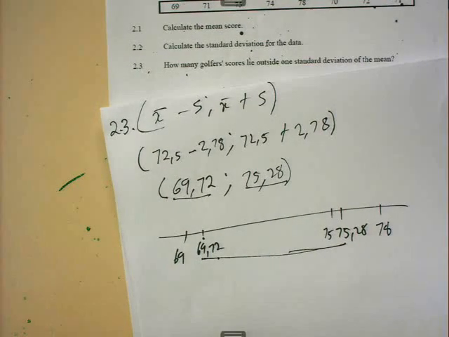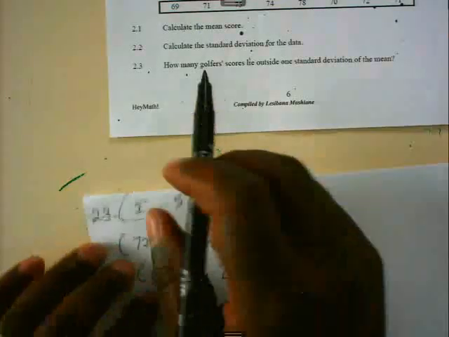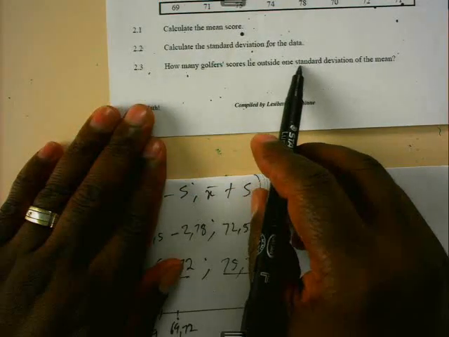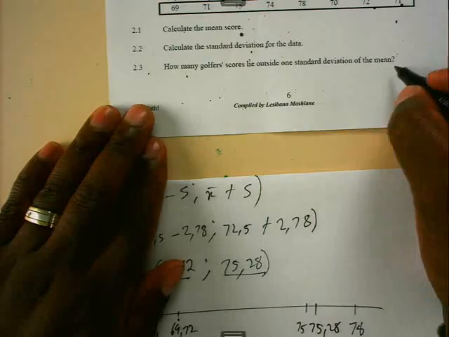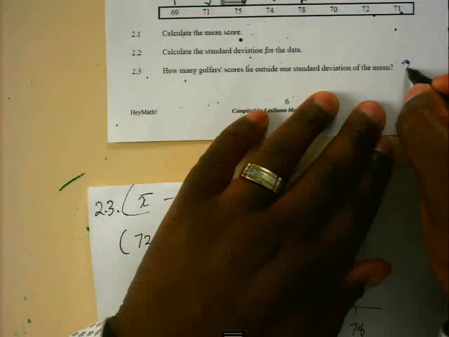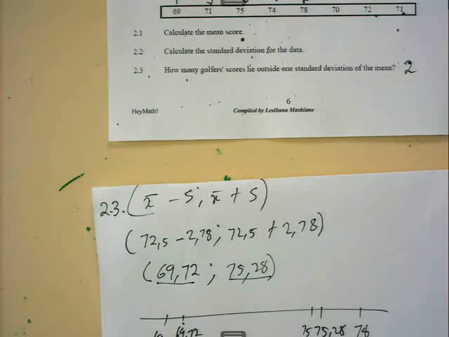So how many of the scores? It means 2 of the scores. How many scores lie outside one standard deviation of the mean? Only 2 scores lie outside. The rest lie inside 1 standard deviation of the mean.